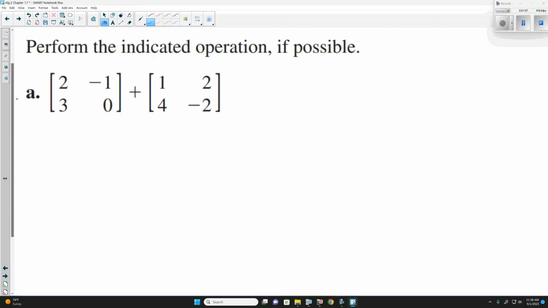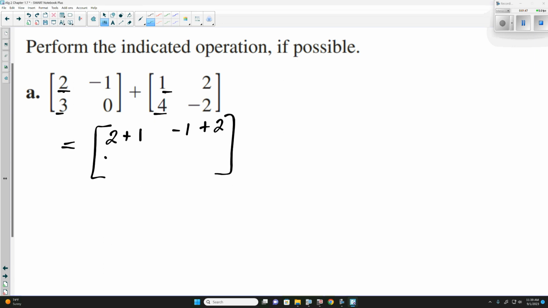So if we look at this first one here, the first matrix is a 2 by 2. The second matrix is a 2 by 2. Since they have the same dimensions, we can add and subtract them. So here we need to add the corresponding elements. So that'd be 2 and 1, so we do 2 plus 1. They have the same dimensions, so we add the corresponding elements. So we add 2 and 1. Then we also add negative 1 and 2.